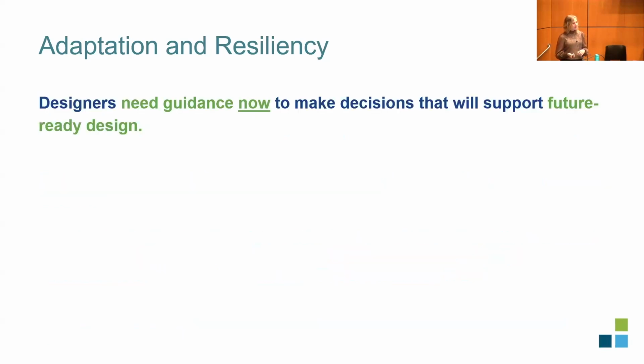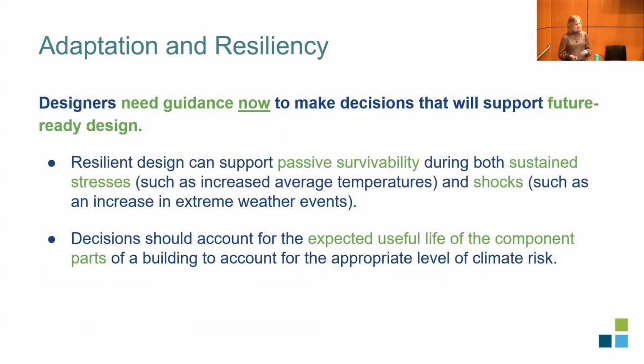So our designers need guidance now for decisions that are going to support future-ready design. We want resilient design that supports passive survivability, so people can safely stay in their homes or other buildings during an extreme event. And we want it to be able to withstand both the sustained stresses, so general increases in temperature over time, as well as the shocks, those extreme events that we're seeing more and more frequently.